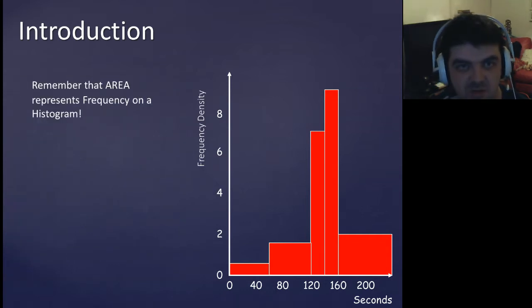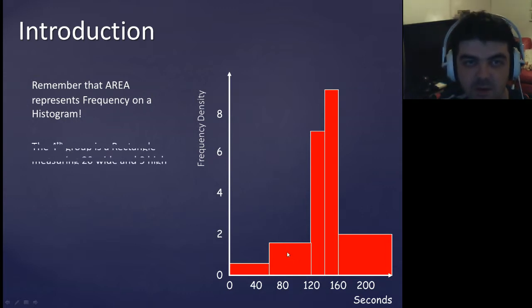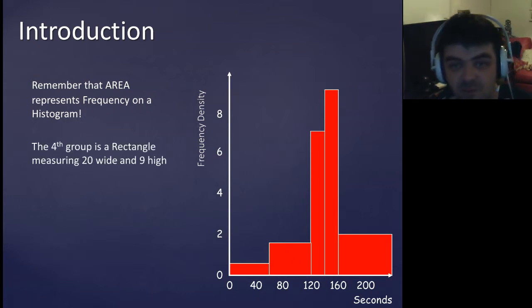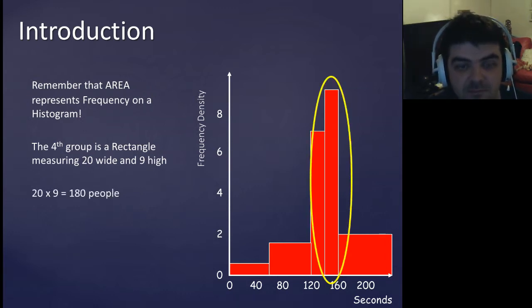So that's us drawn. And always remember that the area of the bar represents the frequency in a histogram. Remember, this is the frequency density up the side. It's not the frequency. The frequency is the area of that bar. Okay. So the fourth group, the tallest rectangle, is 20 wide and 9 high. So the frequency of that is going to be 20 times 9, which is 180, or 180 people in this case.